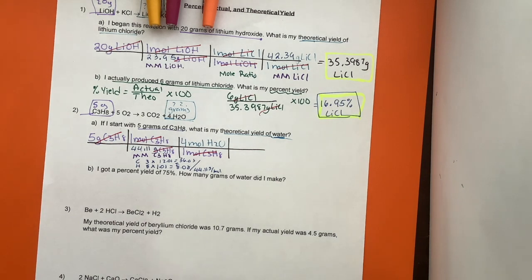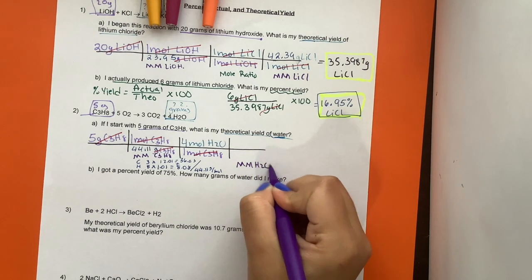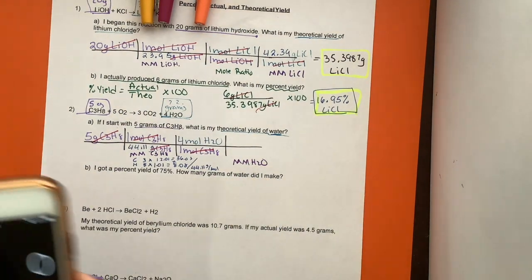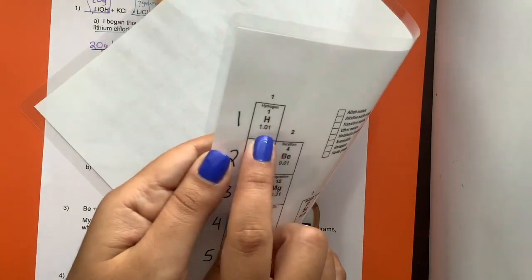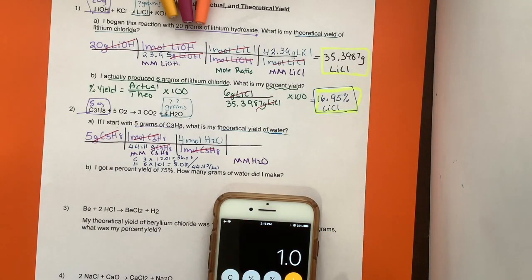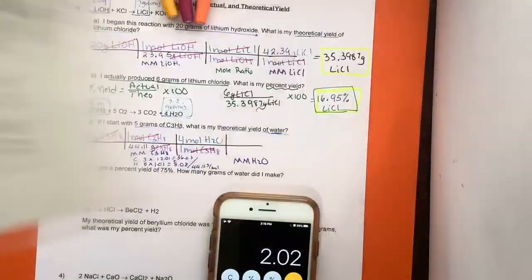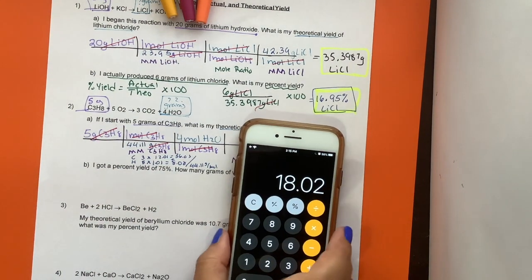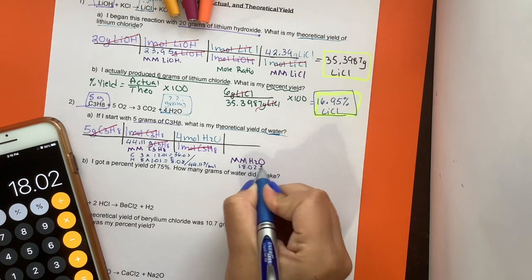And that step involves the molar mass of water. Molar mass of H2O. I'm going to get my calculator again. Take the mass of hydrogen, there are 2 hydrogens, times the mass of 1 hydrogen, which is 1.01. It's 2.02, plus the mass of 1 oxygen, which is 16.00, giving 18.02. So the molar mass of water is 18.02 grams per mole.